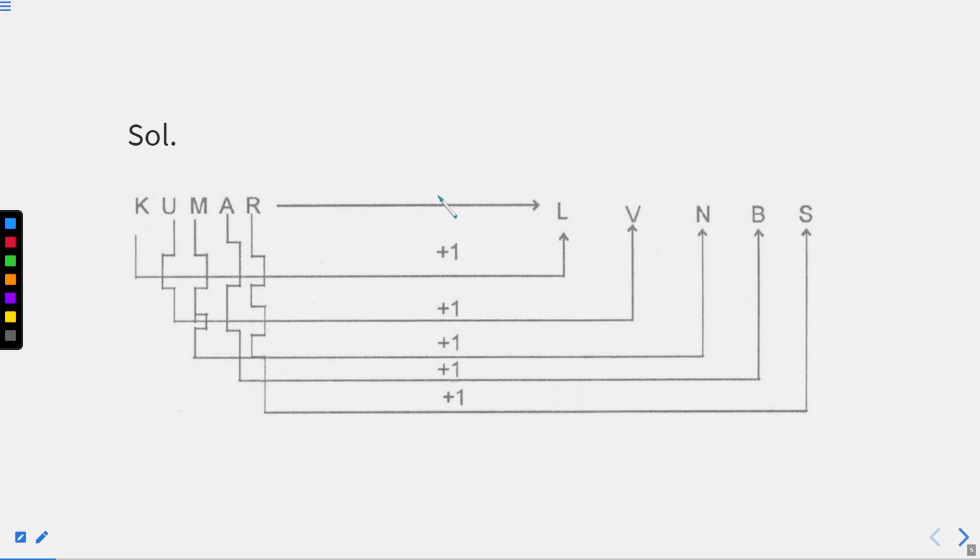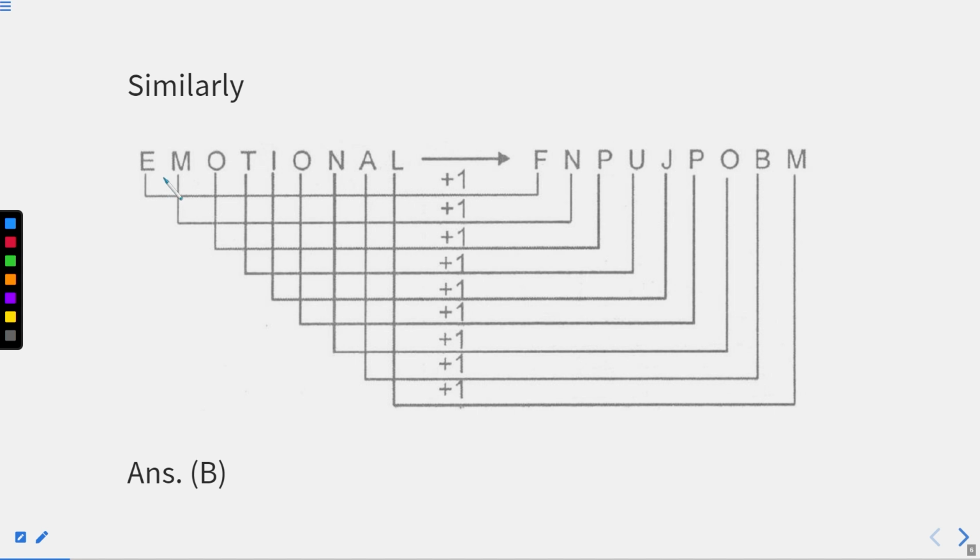Now our responsibility in the question is to find the response for emotional. We all know if we add 1 to E, we'll get F. If we add 1 to M, we get N, and so on. We'll get the complete code as F, N, P, U, J, P, O, B, M. And this is going to be our answer, which is option B of the question.